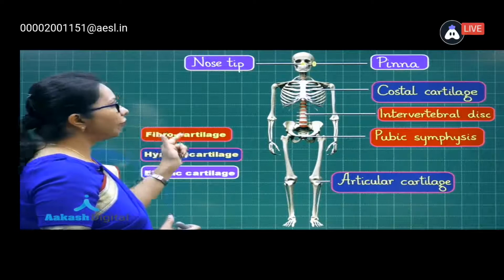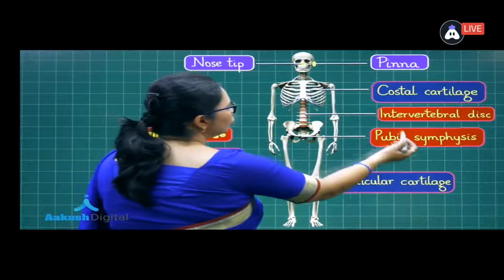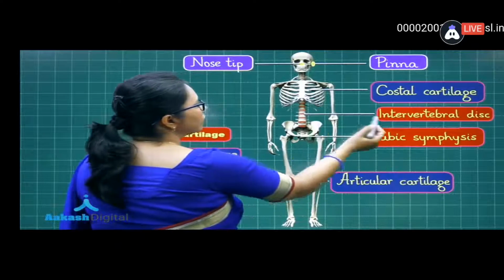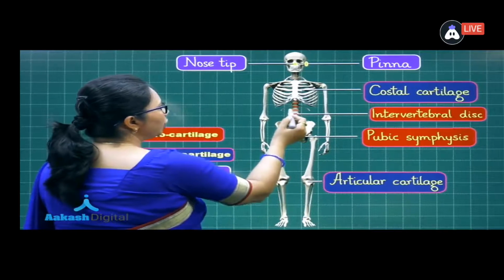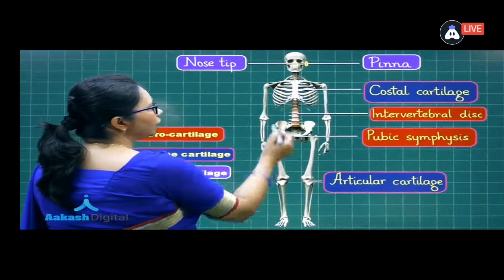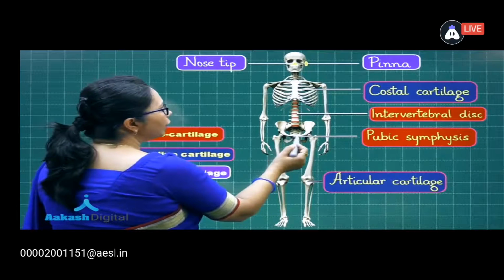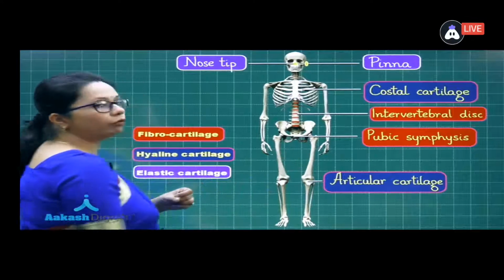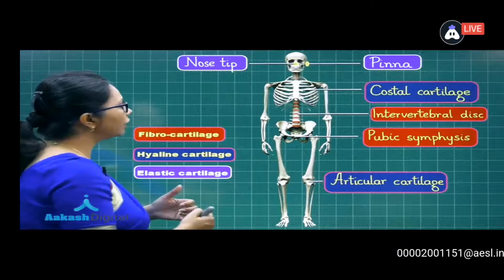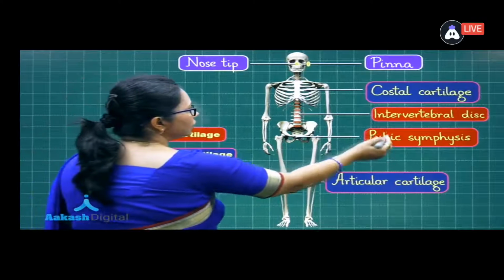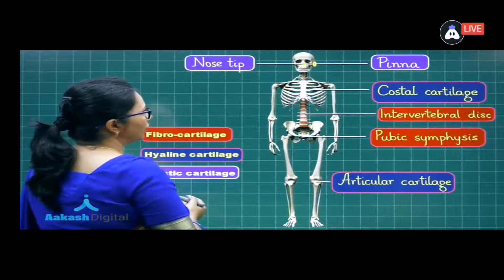Coming on to fibrocartilage, these two we have marked here: the intervertebral disc, the cartilaginous disc between two vertebrae, and the pubic symphysis, which is joining the two halves of the pelvic girdle. There, this is white fibrocartilage.